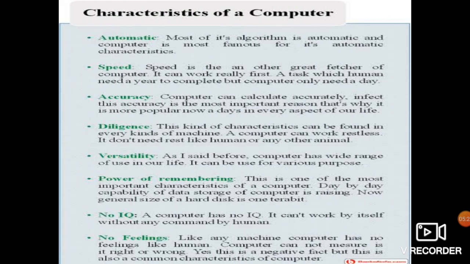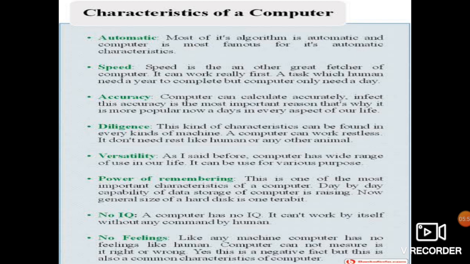The characteristics of computer, मैंने पहले भी बताया था अपने पहले वीडियो में. The characteristics of computer or the features of computer are very important. The first is automatic, that the computer need not user in every point of its work. It can work automatically. Most of its algorithm is automatic, and computer is most famous for its automatic characteristics.